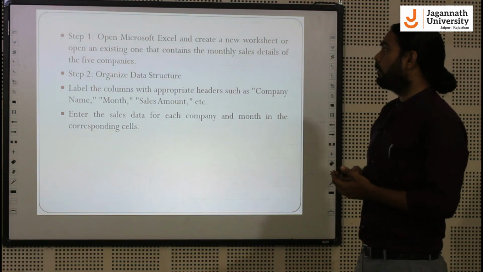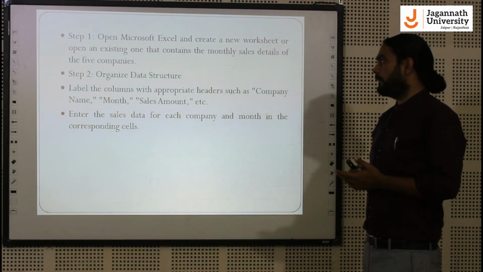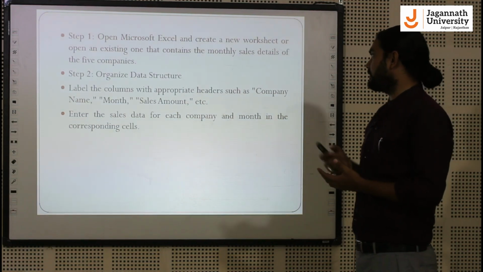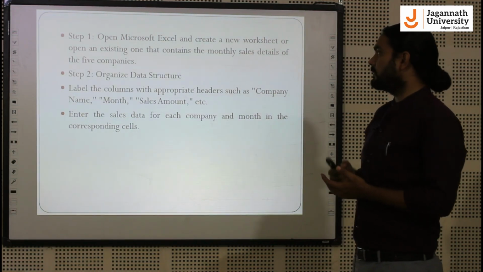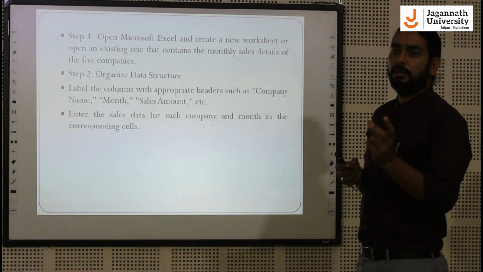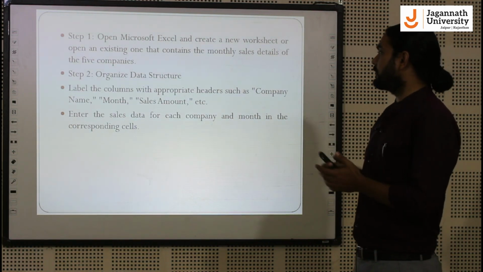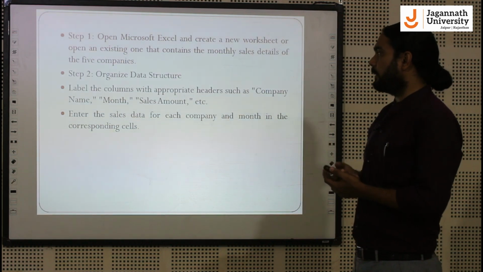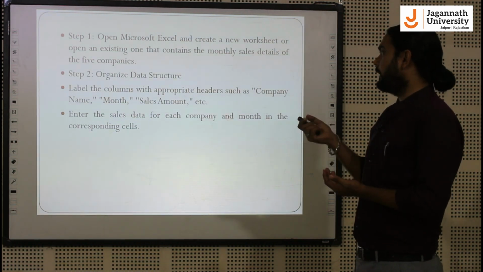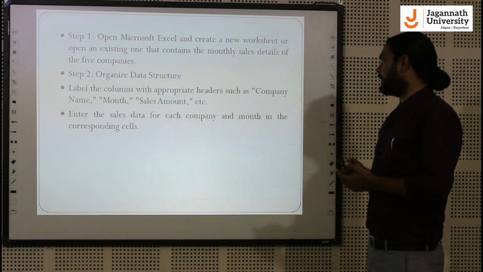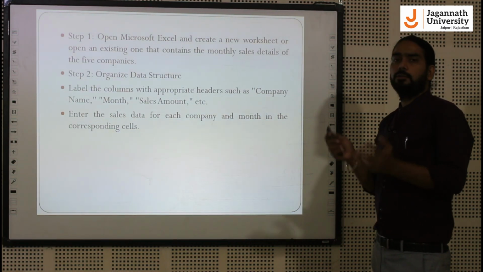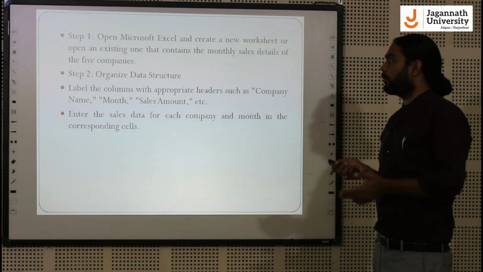Step number 2, organize data structure. Label the columns with appropriate headers such as company name, month, sale amount, etc. We organize our data structure in the form of name, month and sale amount. Enter the sale data for each company and month in the corresponding cell. So this is the basic default procedure for that.